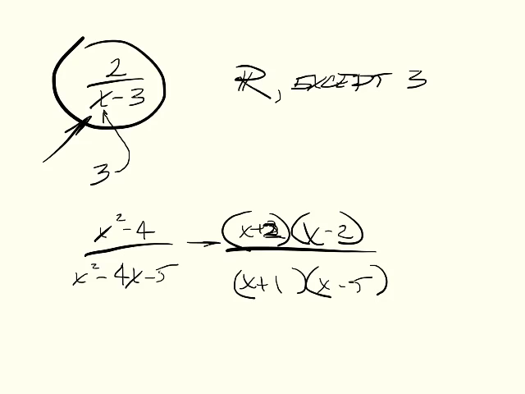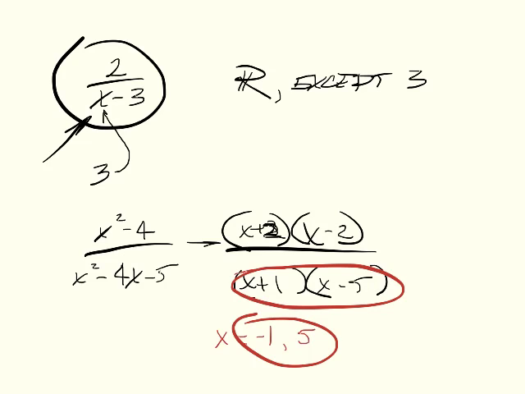So what we're looking at is what numbers are going to make the denominator 0. So x is negative 1, and x is 5. So those are the two numbers that will not work. So the answer is the set of all real numbers such that x is not equal to negative 1 and x is not equal to 5.